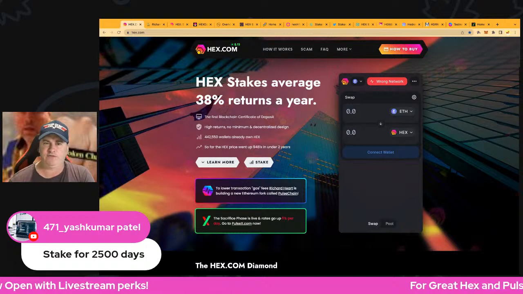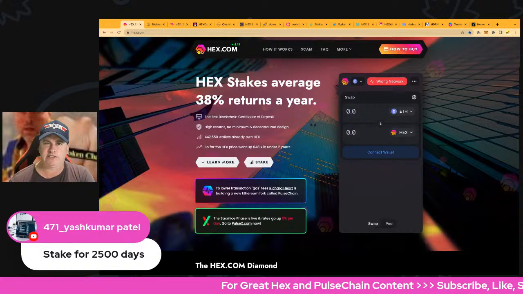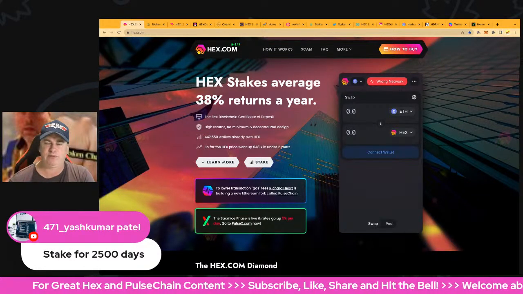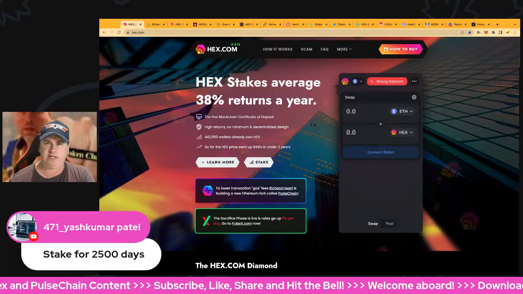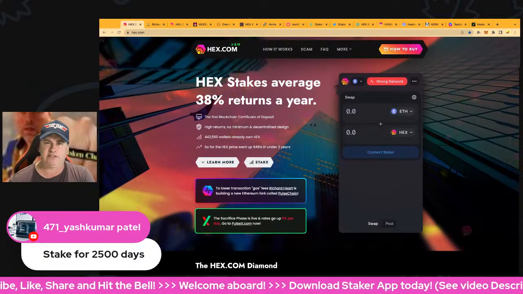Now, obviously, Hex is the first blockchain certificate of deposit. So what you might be used to is certificates of deposit or term deposits or investment deposits, different names around the world, but certificate of deposit in the United States. And of course, people put their money with the bank and they get a certain amount of return.